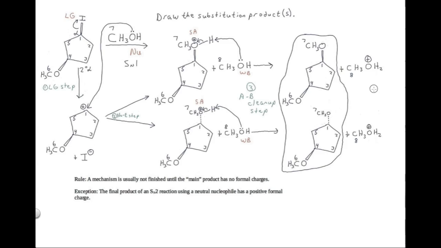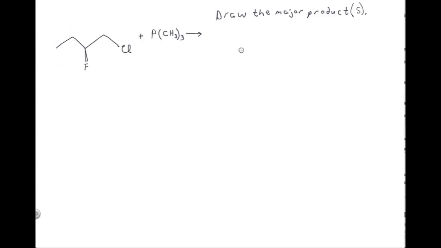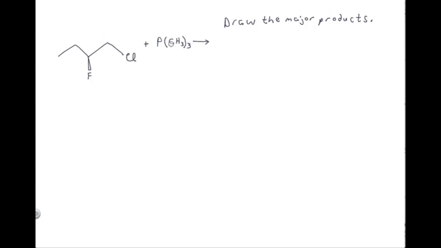Beginning students make the fewest mistakes if they make an effort to consistently number all their carbons in all their pictures. Please pause the video and try this problem. Now let's discuss the solution. We can start by numbering all the carbons.